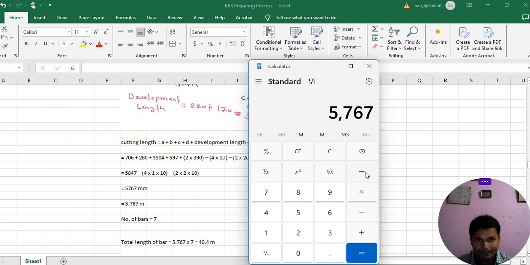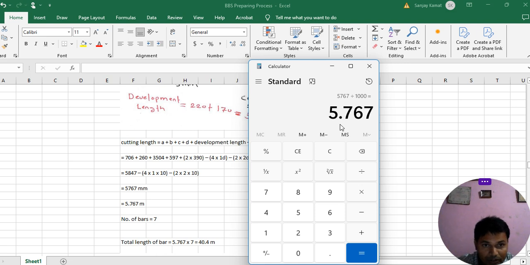5767 divided by how much? Divided by 1000. If you do, then how much is it coming? 5 point... is equal to 5.767. Okay, this much it is coming.